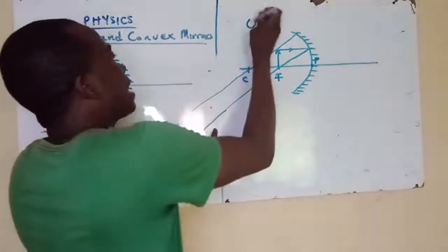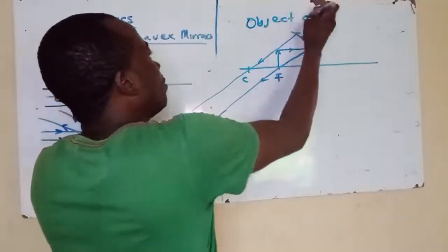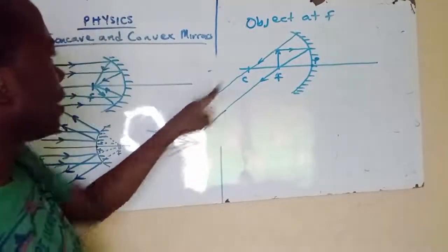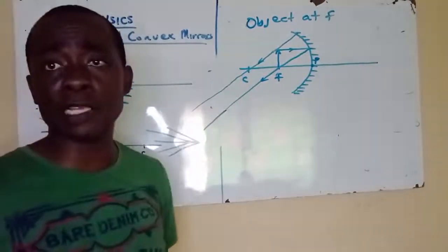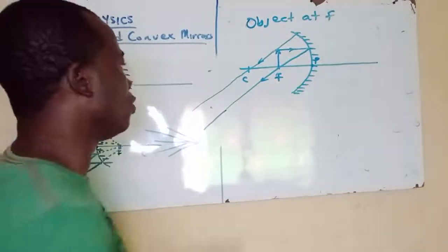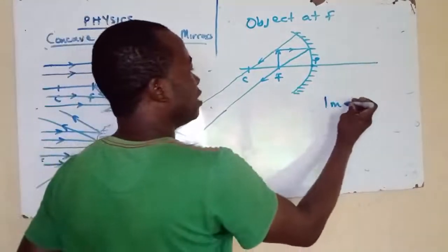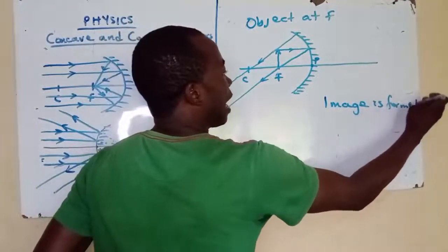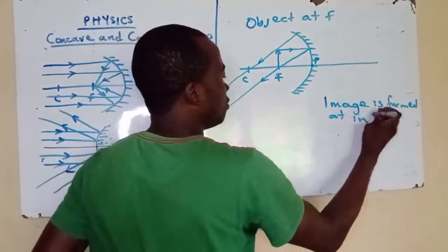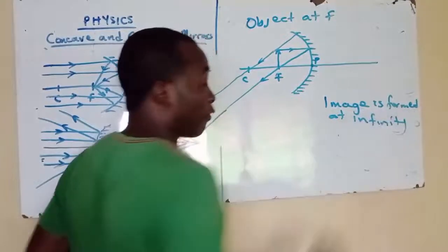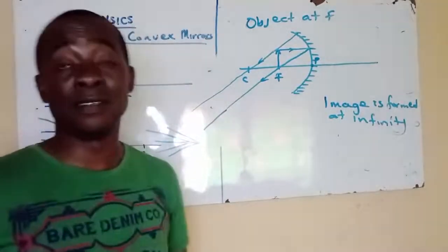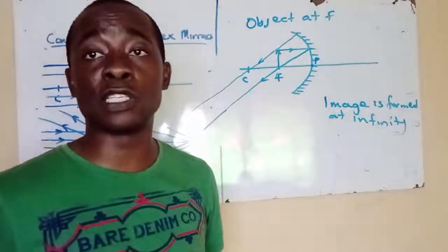So, object at F, no image is formed. The parallel beam will form... by ray for a parallel beam. So we just say that the image is formed at infinity.